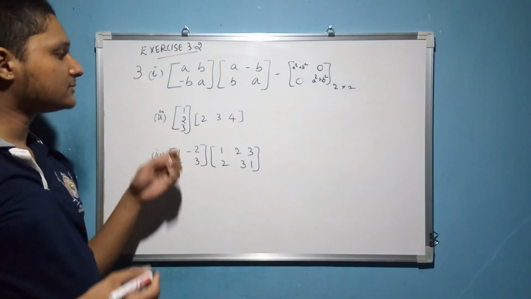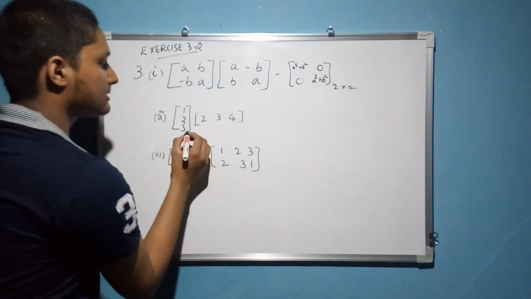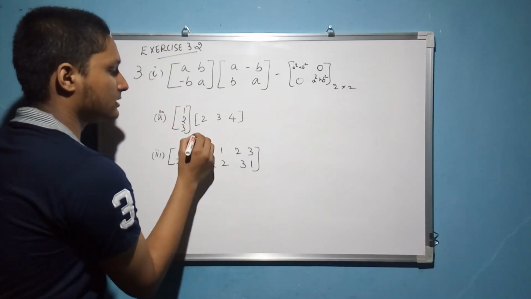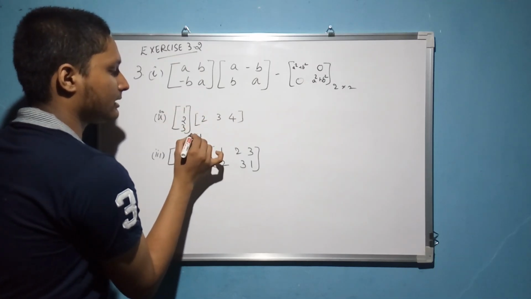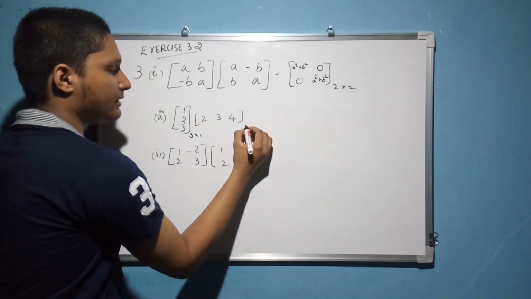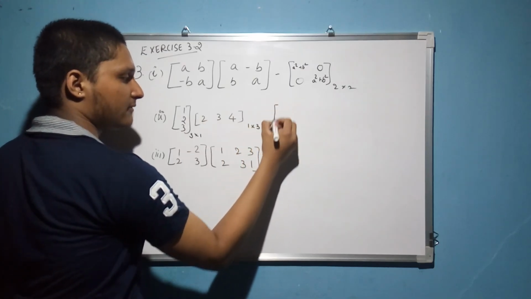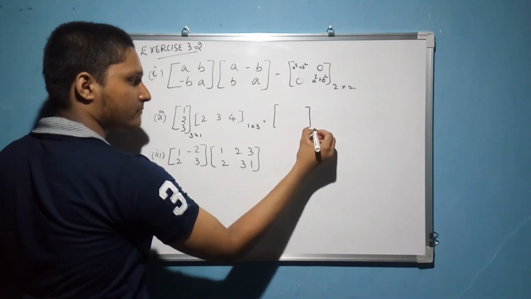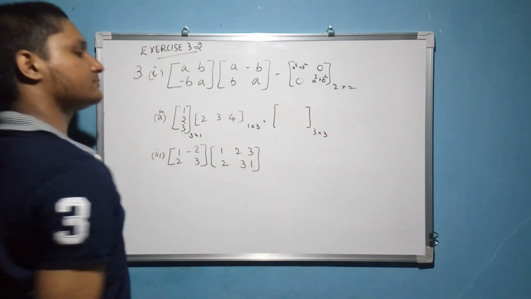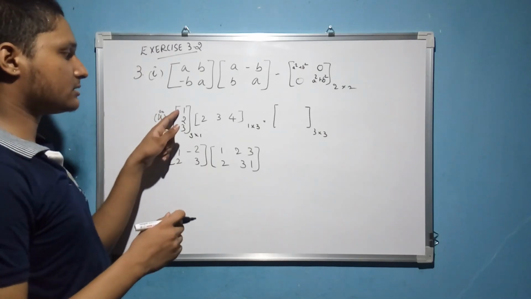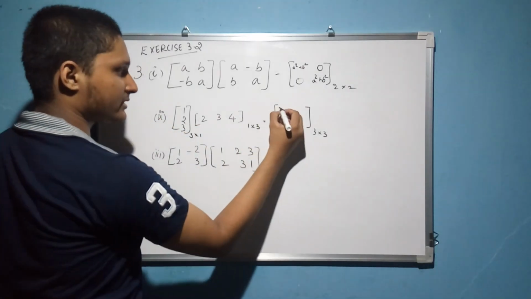Here you are going to get, this is a column matrix. A column matrix has only one column and 3 rows, and here you have 1 row and 3 columns. Therefore at last you are going to get a 3 by 3 matrix. Okay, in the first case you have the first row and the first column, so 2.